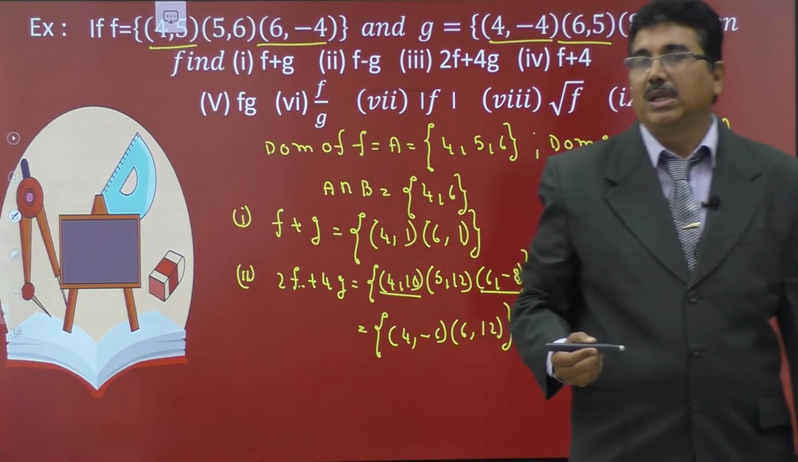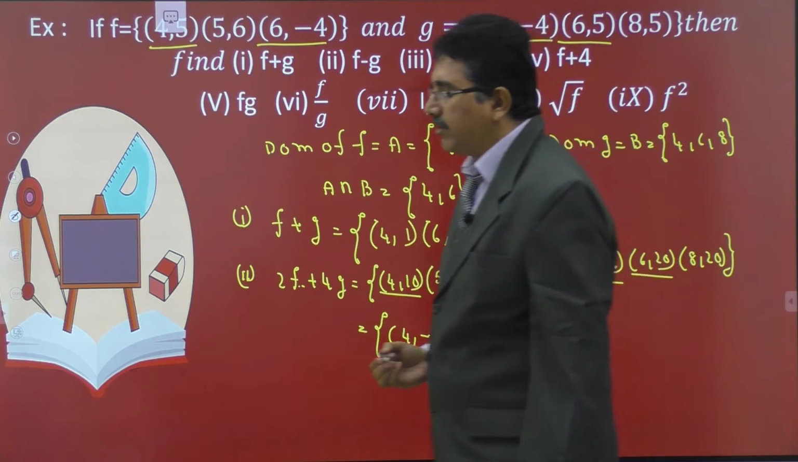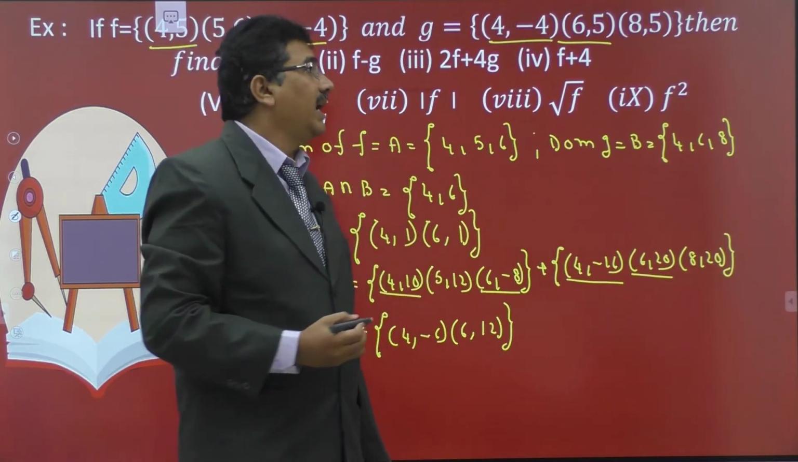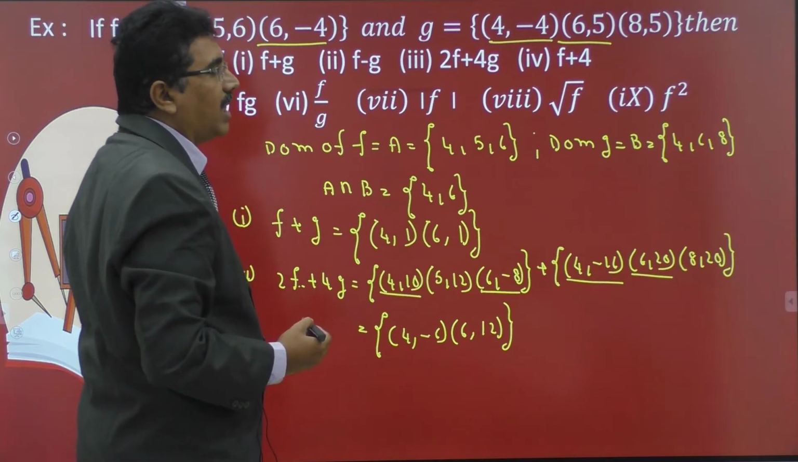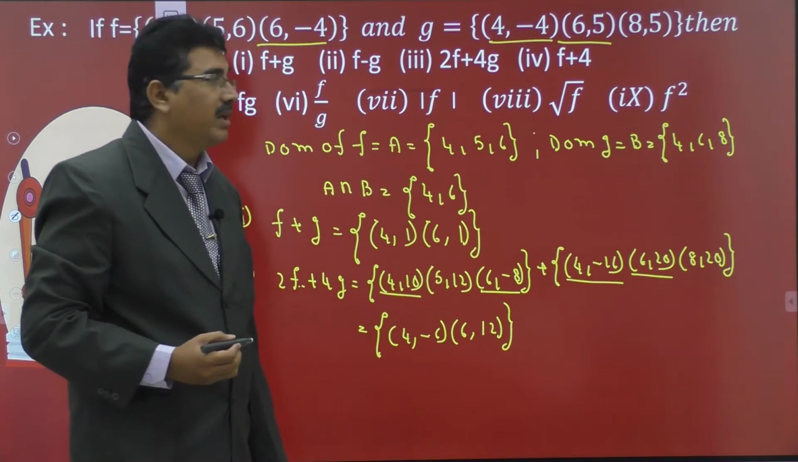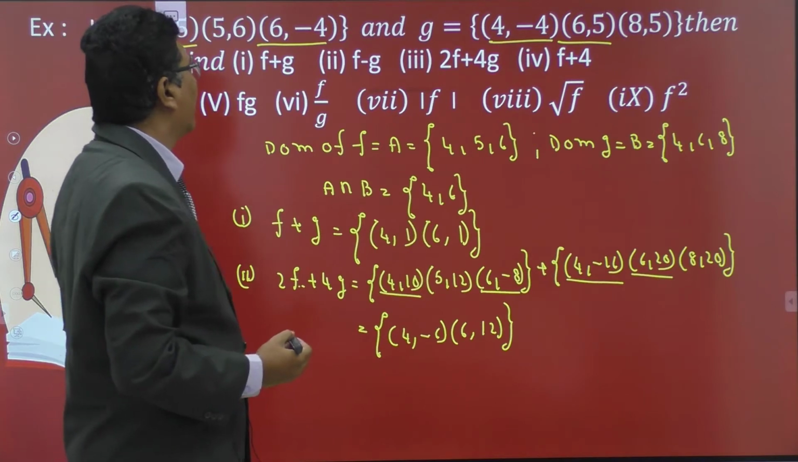Right? Now f plus 4. f plus 4 means adding 4 to the second component of the ordered pairs of f.